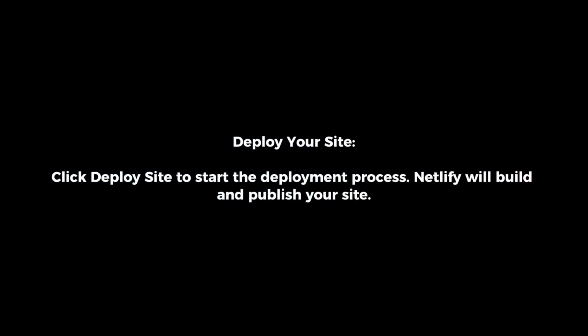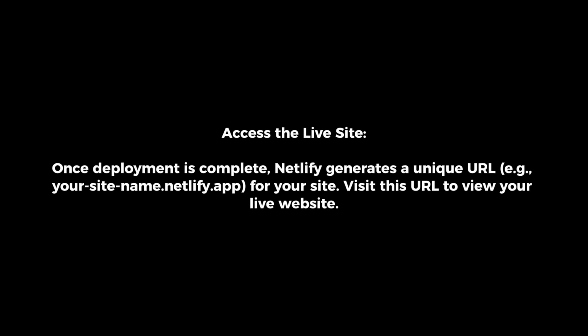Deploy your site. Click Deploy Site to start the deployment process. Netlify will build and publish your site. Access the live site. Once deployment is complete, Netlify generates a unique URL for your site. Visit this URL to view your live website.